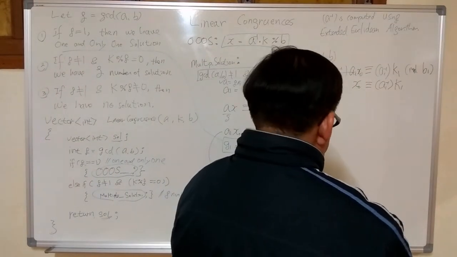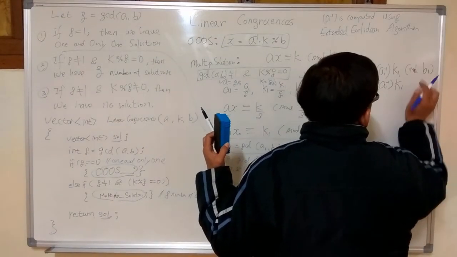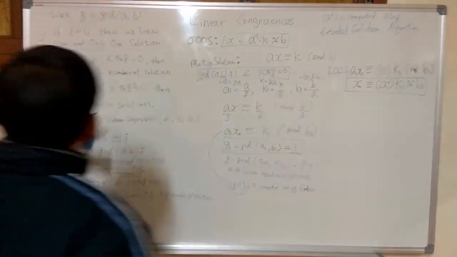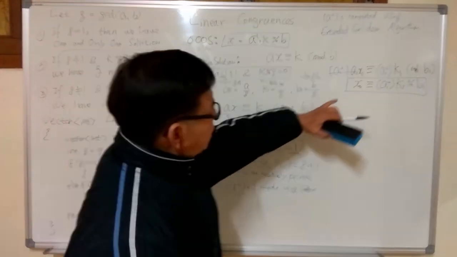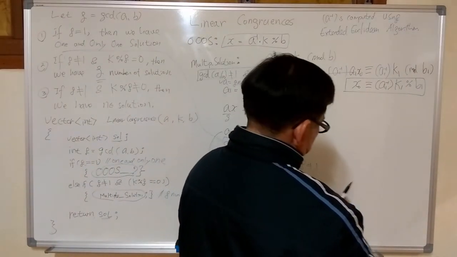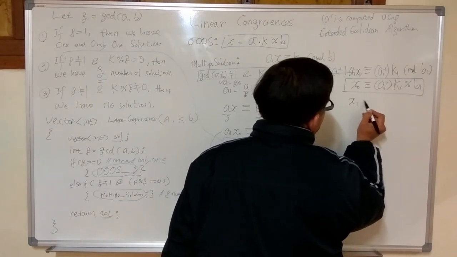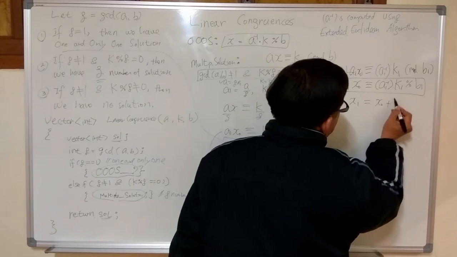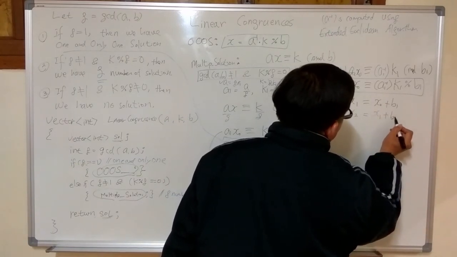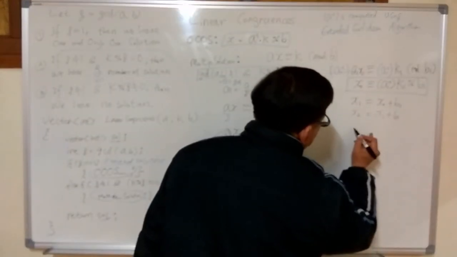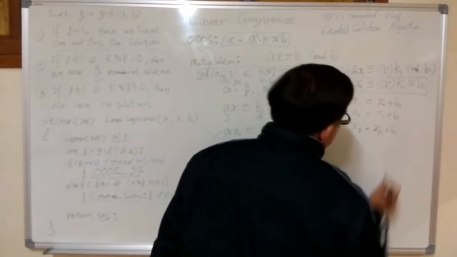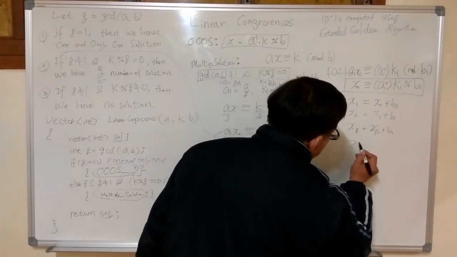This is the solution, but we want to make it smaller using modulo B1. This is the first solution of this multiple solution case. We said we have G number of solutions, so this is the first. We make a loop: x1 is x0 plus b1, then x2 is x1 plus b1, where b1 is this number. So xg is x(g-1) plus b1.